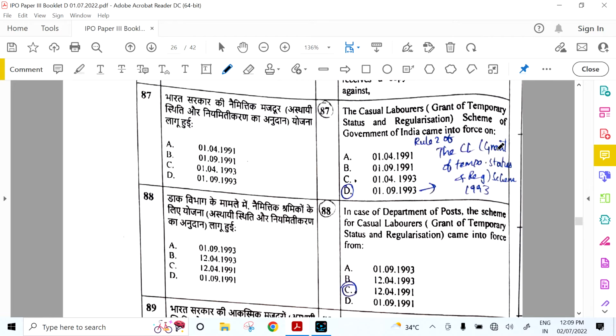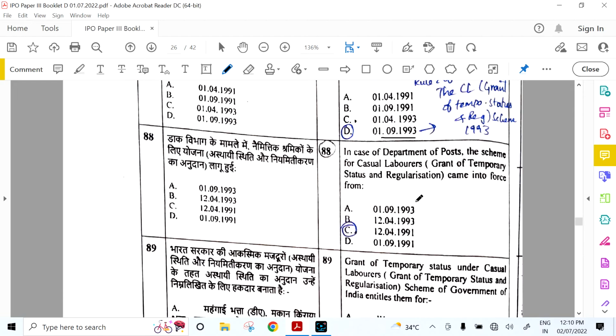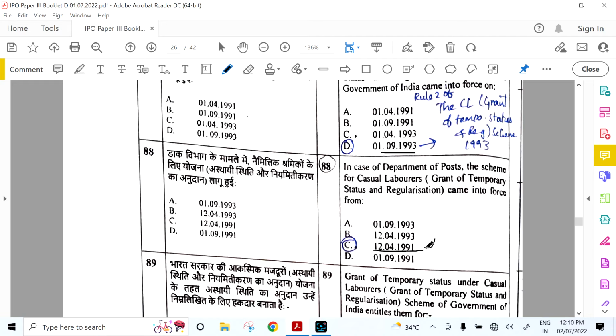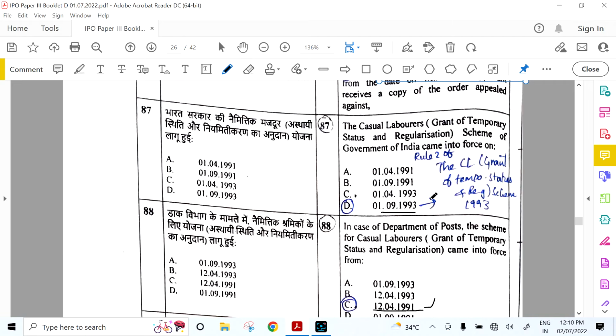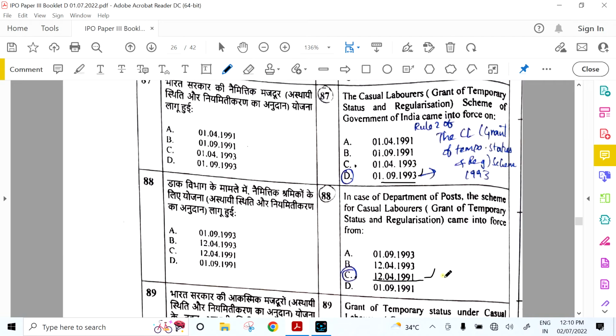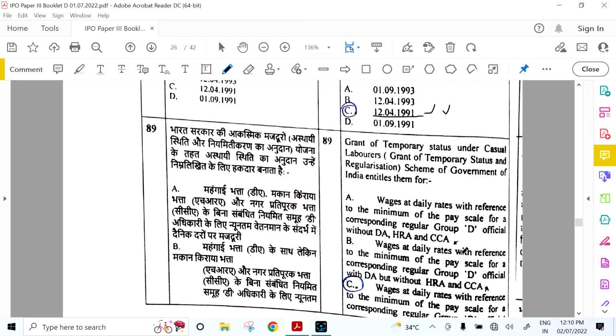The Casual Laborers Grant of Temporary Status and Regularization Scheme of Government of India came into force with effect from 1993. Rule 2 of Casual Labour Grant of Temporary Status and Regularisation Scheme 1993. In case of the Department of Posts, the scheme came into force with effect from 12/4/1991. You should understand that this department's order came before the DOPT order. 93 is for DOPT, 91 is for Posts. That is why they have asked this question.